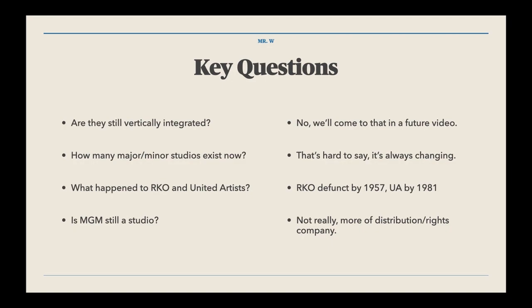What happened to RKO and United Artists? RKO went defunct, they went bankrupt in 1957, they were sort of mismanaged and run into the ground. United Artists released a really expensive film in 1981, and no one went to see it, so MGM bought them.